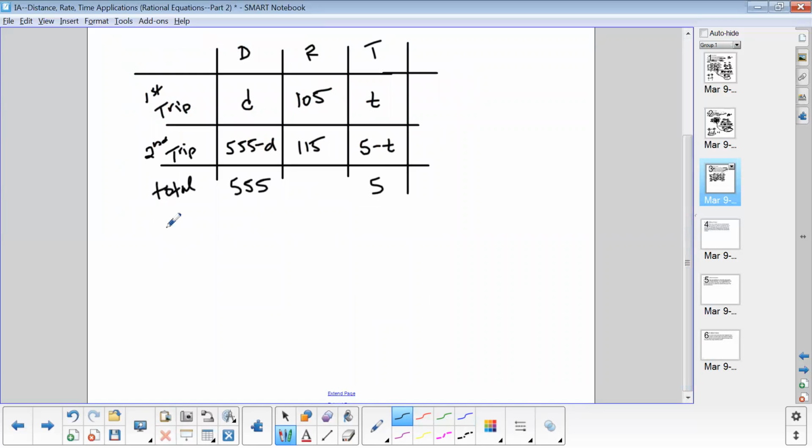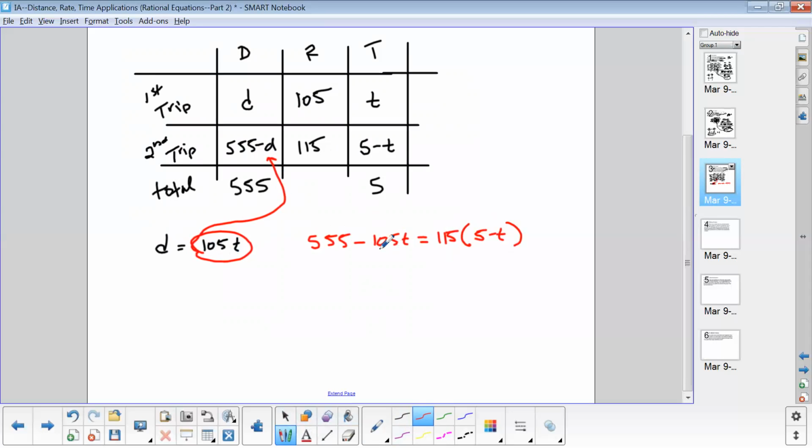Well, how do we go about solving this? We've got two different variables, d and t. The first part of the trip is distance equals 105 times t. So what we're going to do is take 105t and substitute it here. So I'm going to get 555 minus 105t. Now what does that equal? Well, that equals 115 times 5 minus t.